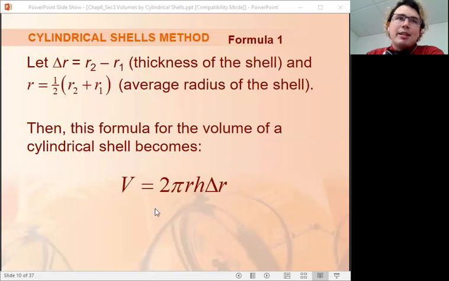The volume formula is twice pi times the radius r. And here I'm using r just to be the average of the big radius and the small radius. Times h, the height, times the delta r, the difference. So this is the formula for the volume of each cylinder. Let's build up that Riemann sum.